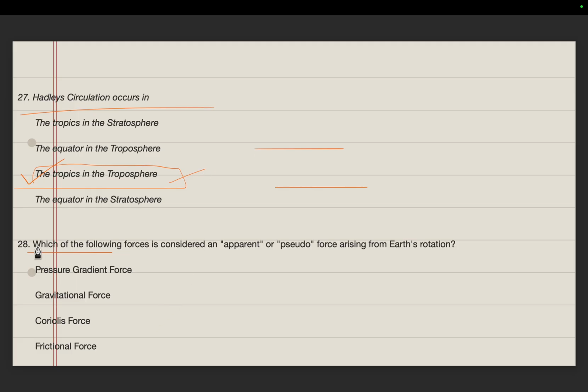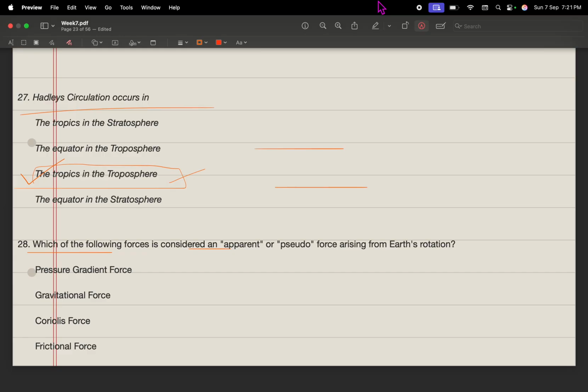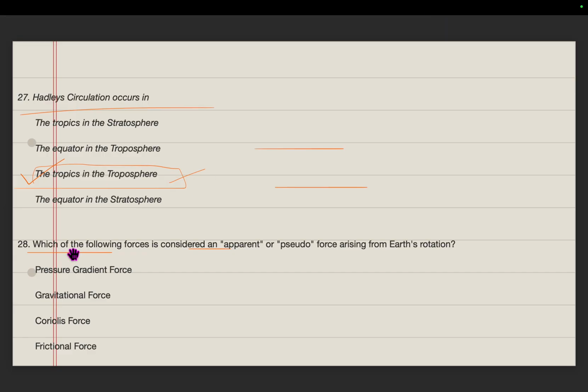Question 28: Which of the following forces is considered to be an apparent or pseudo force arising from the Earth's rotation? Coriolis force. Yes, the Coriolis force is the apparent force which is dependent on the frame of reference. In the rotating frame of reference, this Coriolis force acts, and as our Earth is rotating, if we want to visualize how the wind moves from our rotating system, then we have to add this Coriolis force's effect.